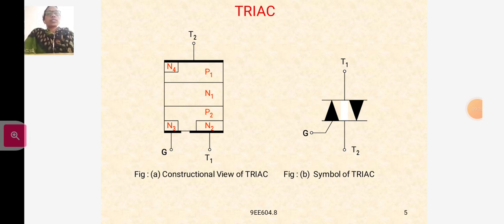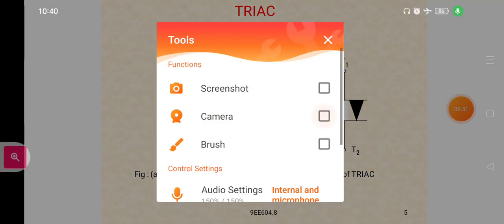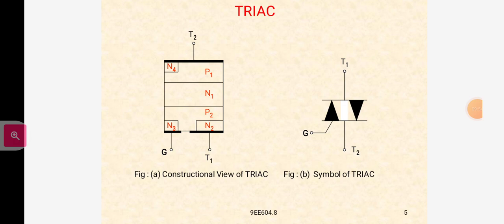This configuration is necessary for conducting the triac in both directions, and also for giving a triggering pulse to the gate terminal, which is either positive or negative with respect to terminal T1.